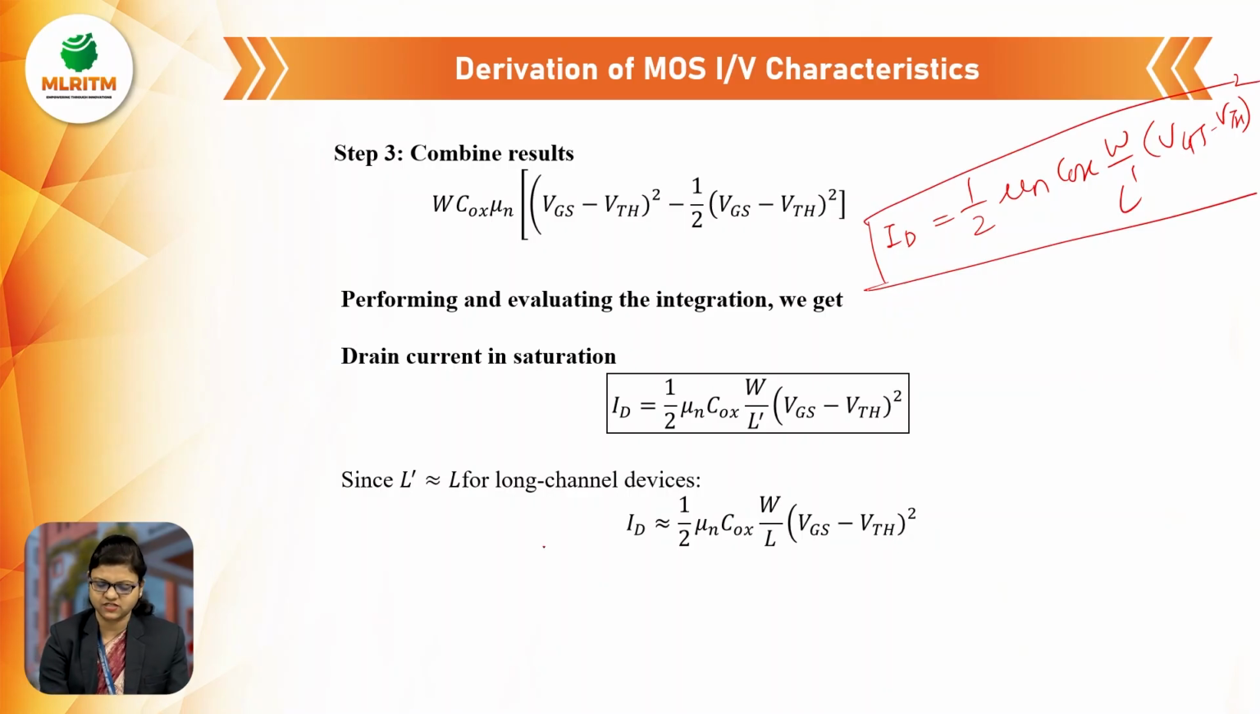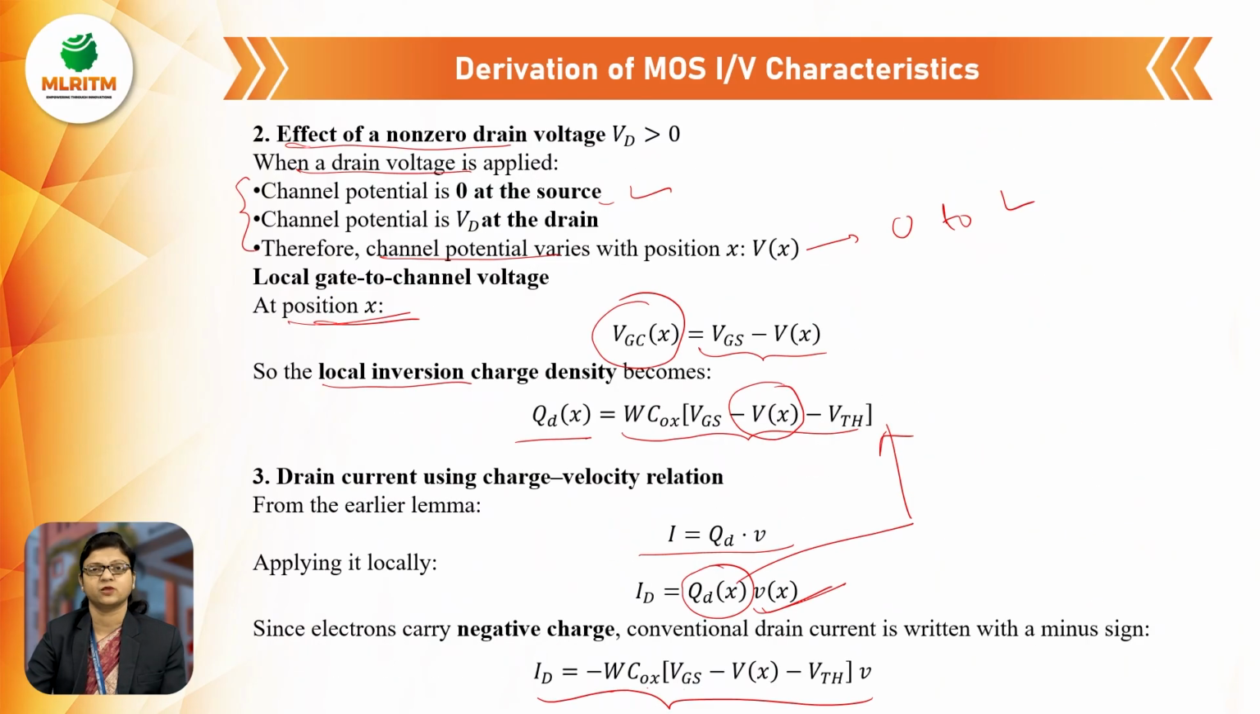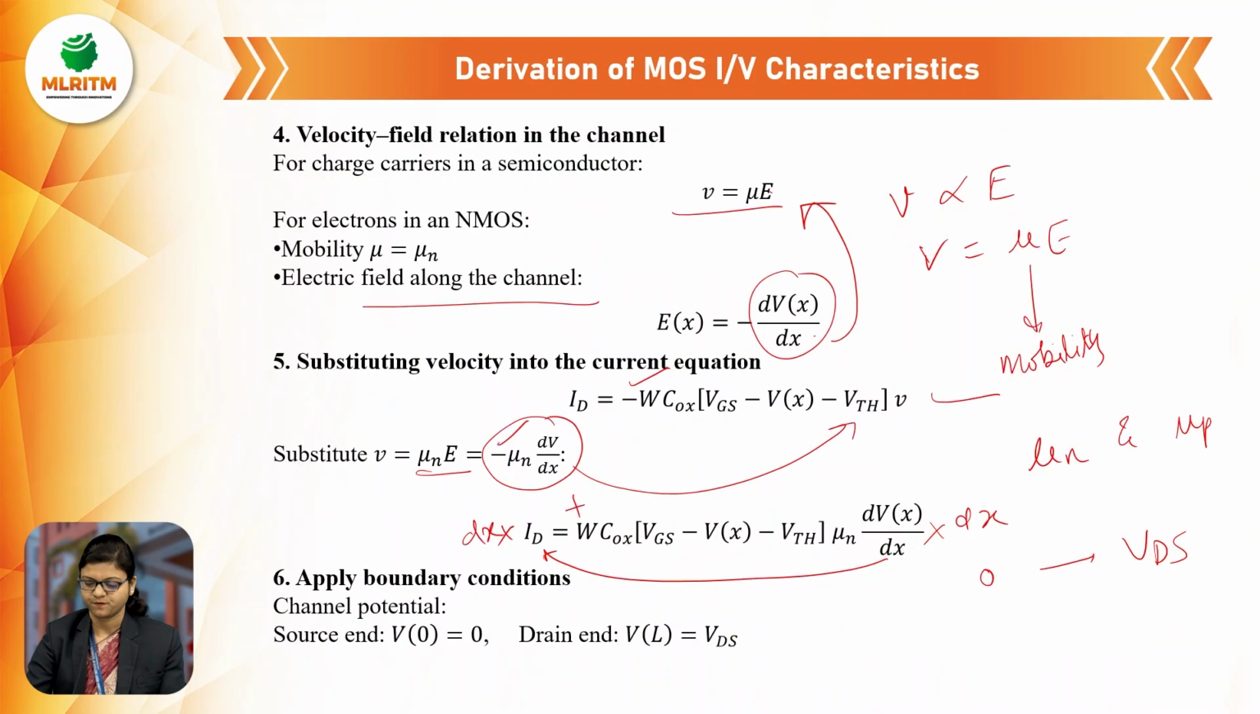Now as we have seen, L dash is nearly equal to L if we are considering long channel devices, so this difference is very minimal. So again we will replace L dash by L. So here is the final equation we get for the saturation region. So this was all about the linear current equation and the saturation current equation.